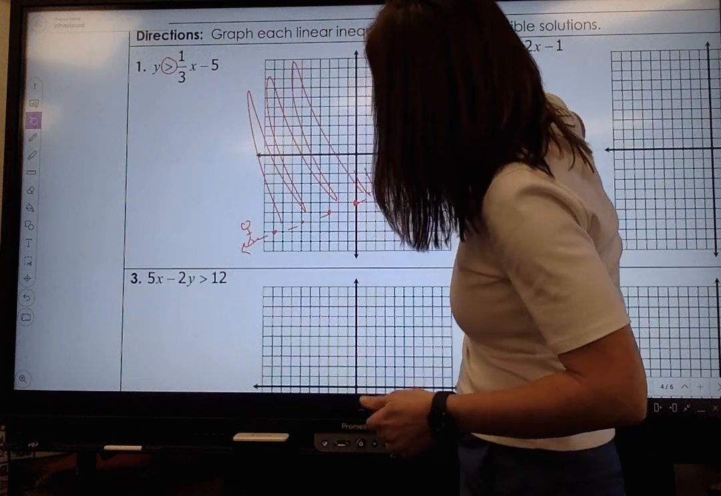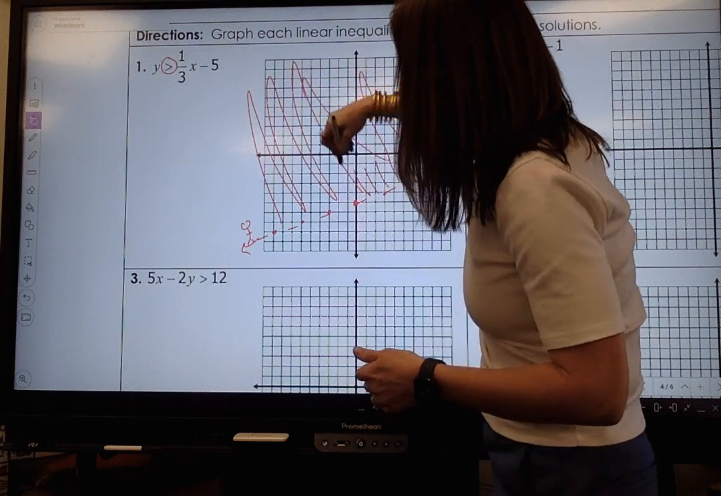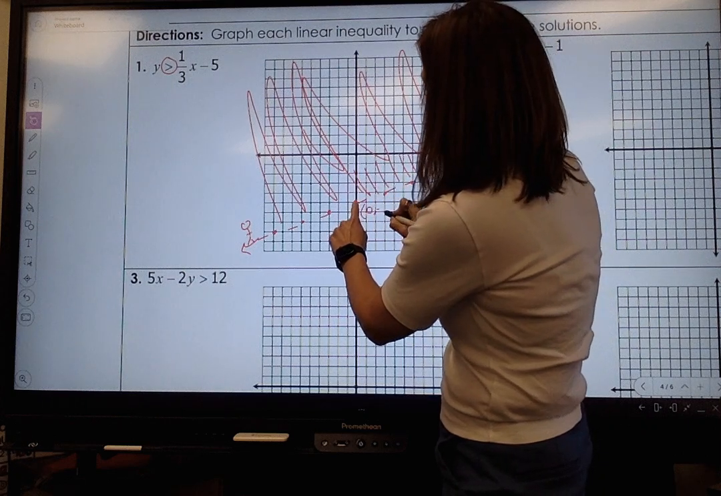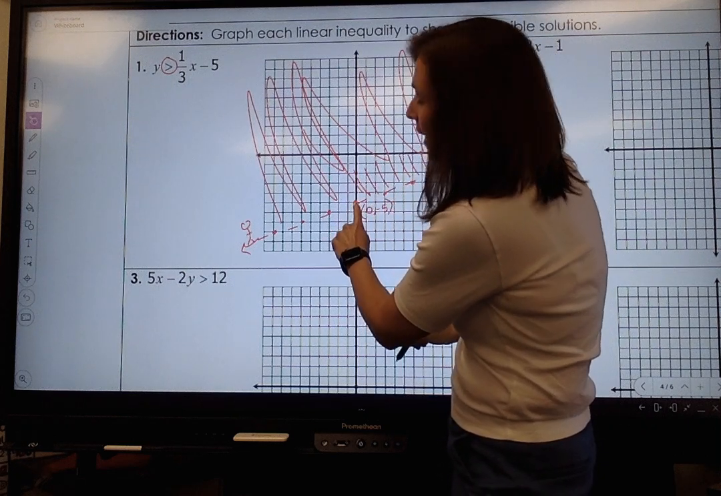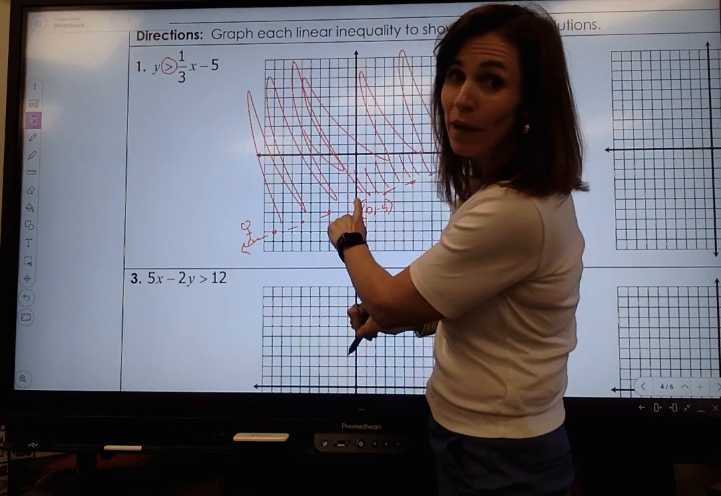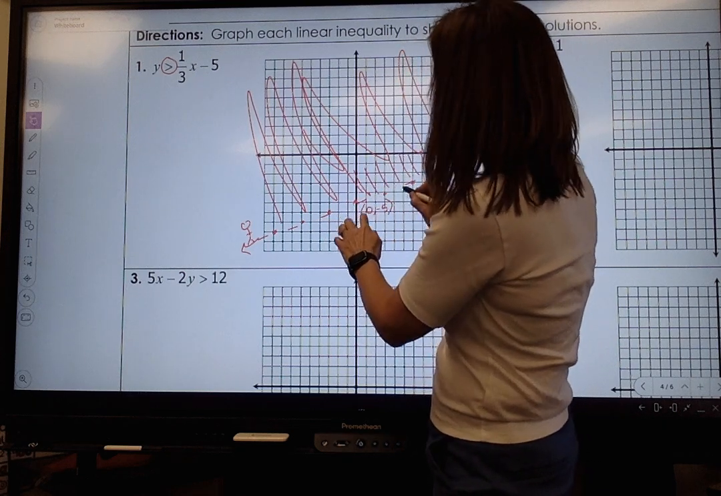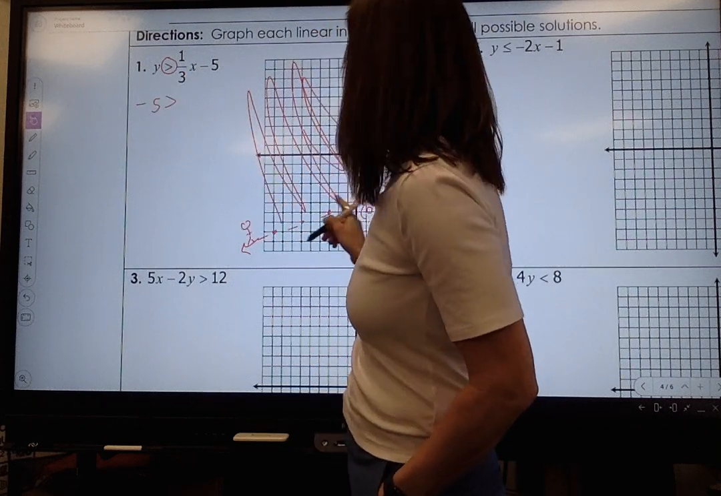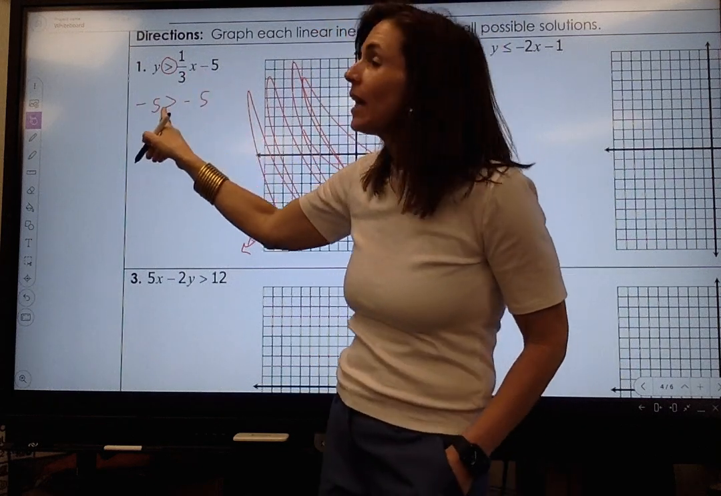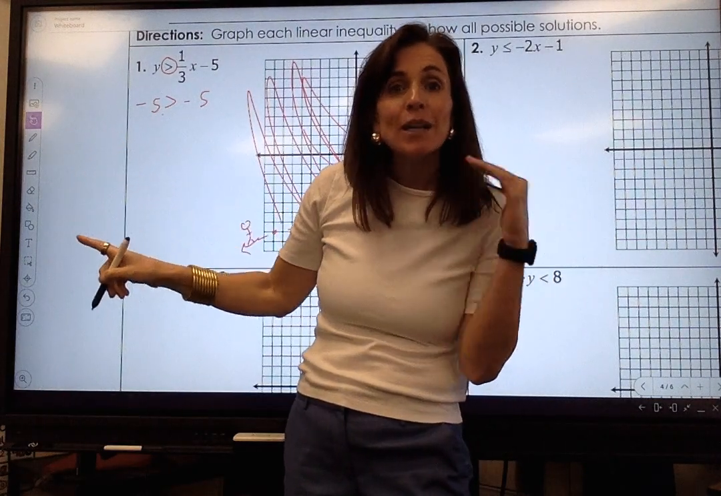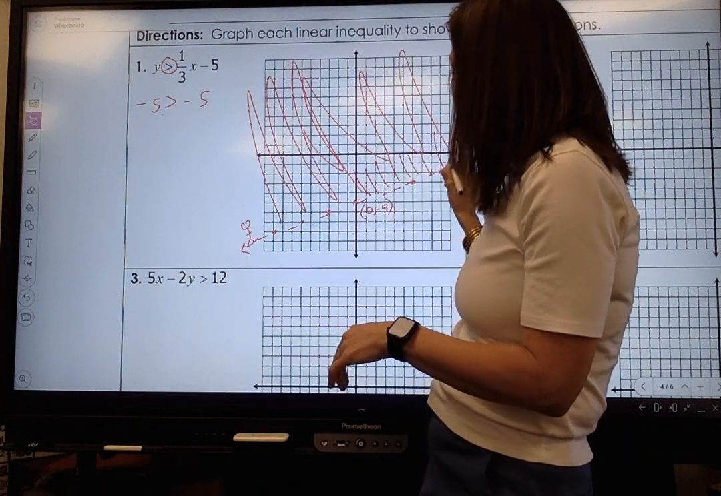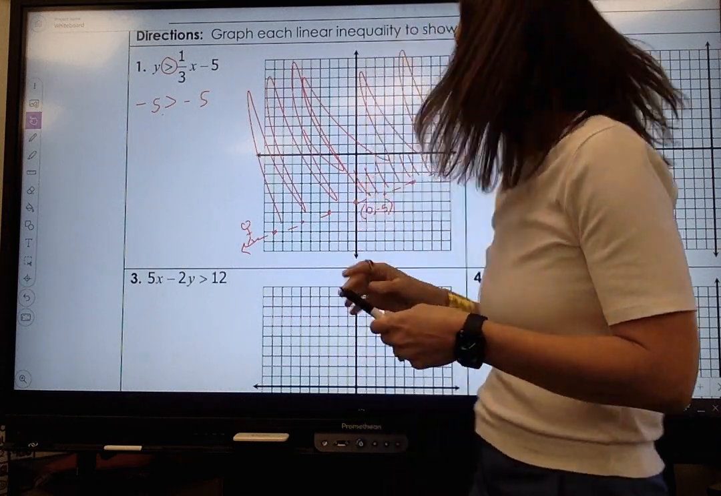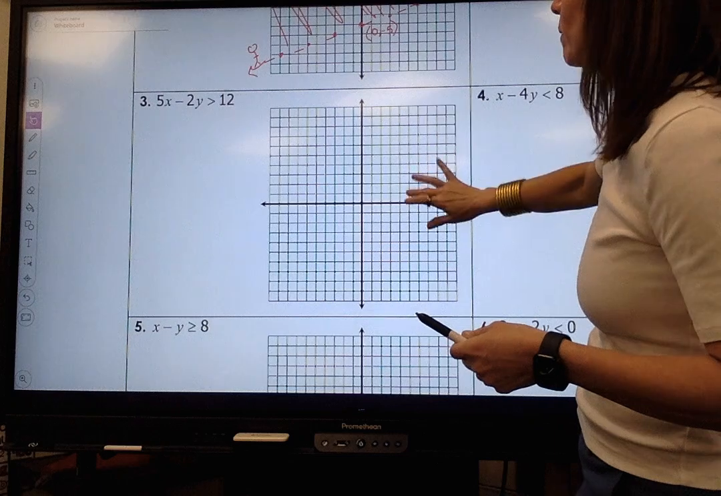So all this is above. So you'll notice this point right here is x is 0, y is negative 5. If I use that as a test point, it better not make my equation true because this is a dotted line. Watch what happens. If I plug in negative 5 for y and 0 for x, negative 5 is not greater than negative 5, it's equal to. That's why it's a dotted line because these points on the line don't make the equation true. Okay?